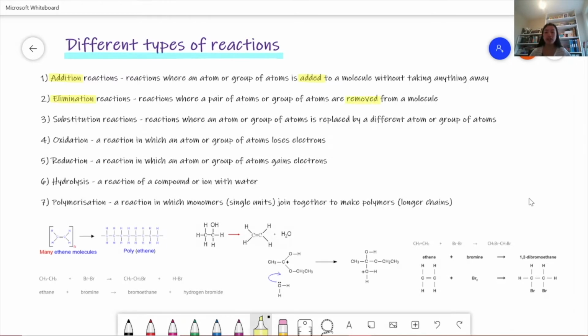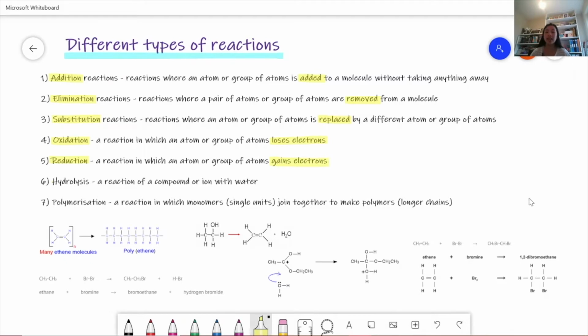Substitution reactions are reactions where an atom or group of atoms is replaced by a different atom or group of atoms. Oxidation you've already seen before, but as a reminder, that's a reaction in which an atom or group of atoms loses electrons. And reduction is the opposite, so a reaction in which an atom or group of atoms gains electrons.